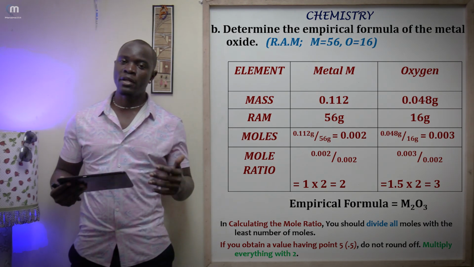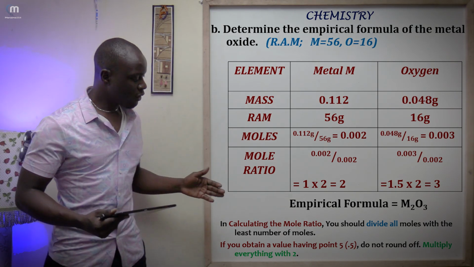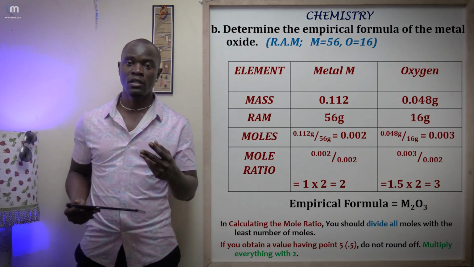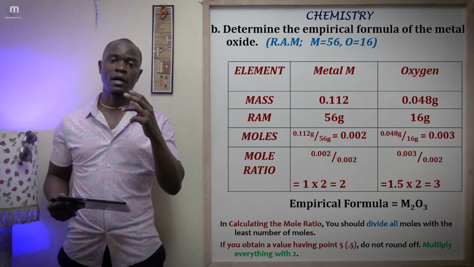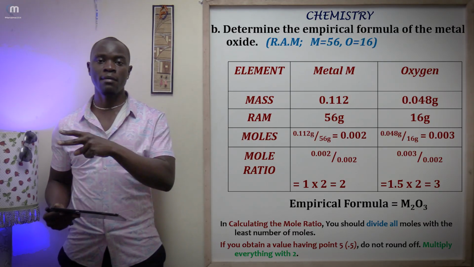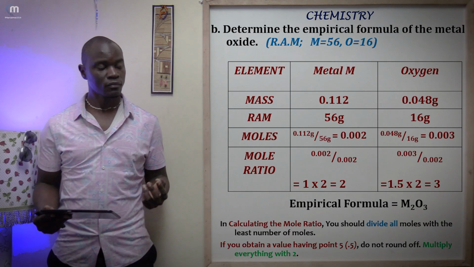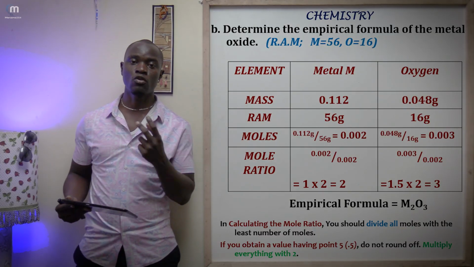Now to complete our empirical formula, below metal M we have 2, and below oxygen we have 3. So it means that we had 2 metal M that combined with 3 oxygen. So that is what happened. We had 2 metal M that combined with 3 oxygen.